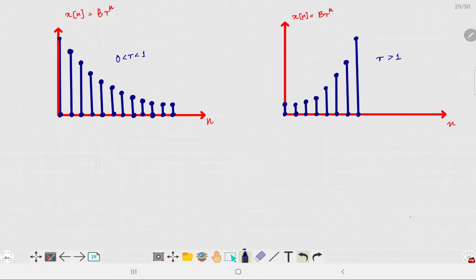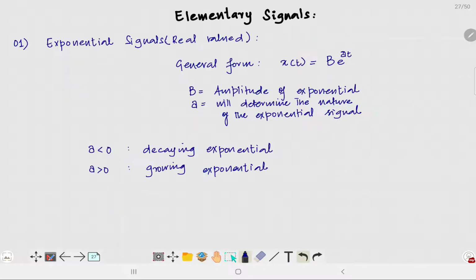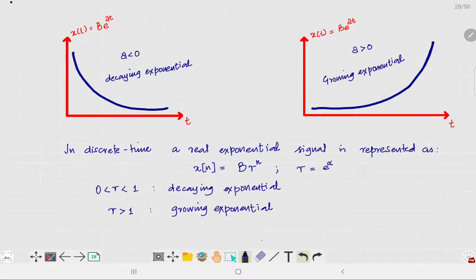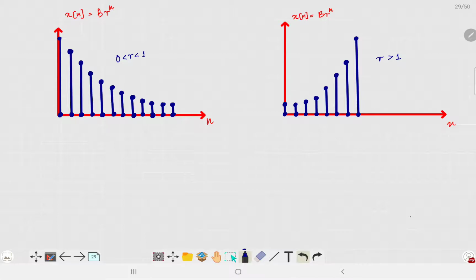Now this was a real valued exponential signal. Like I said, we can also have an exponential signal which is complex valued, in the sense that both b and a, the amplitude factor and the exponentiation factor, or one of the parameters, may be complex valued. But such complex valued exponential signals we represent in terms of sinusoids. Before we go there, we will take a second kind of elementary signal, our sinusoidal signals.